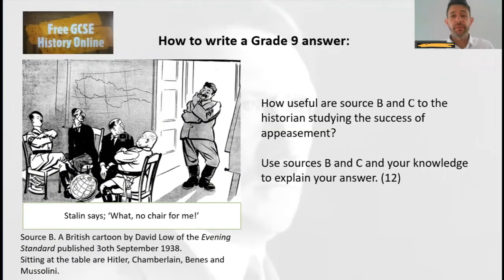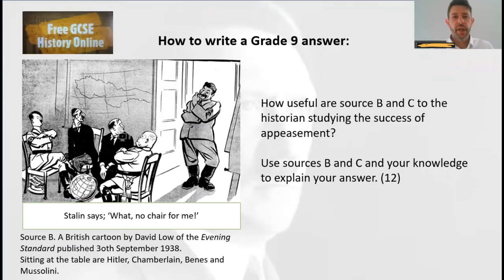Right, now on to some top source skills. This is a pretty good question for looking at appeasement. We've got this famous source of Stalin in the doorway here. We're going to look at what that means in a minute and have a chance to do that. But remember, this is the 12 marker, the source question with two sources. It's quite a tricky question, 12 marks. A lot of your exam marks can take a bit of time as well.